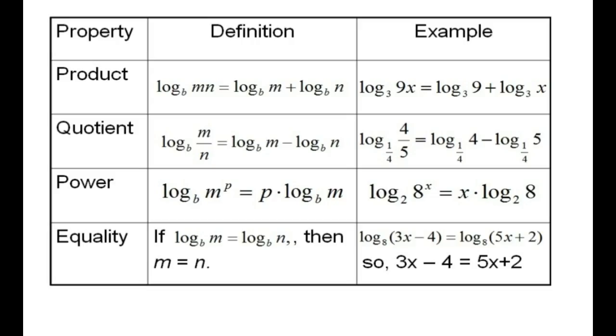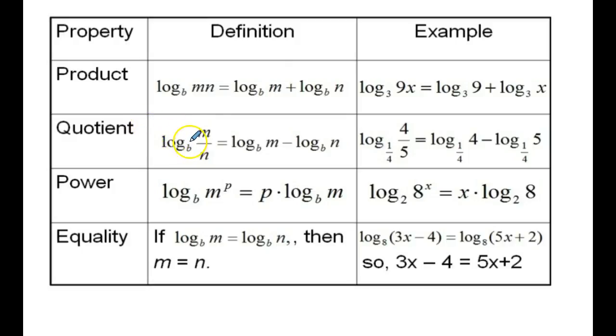To start this lesson, we need to go through a few properties that we're going to use when expanding and condensing these logarithms. The first one is the product property, which says if we have a logarithm with a base and two factors being multiplied within our logarithm, we can break this apart into two separate logarithms with the operation of addition. So if we're multiplying two factors within our logarithm, we break this apart into two logarithms using the operation of addition.